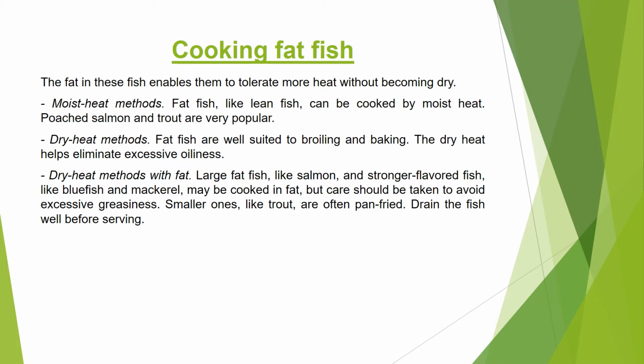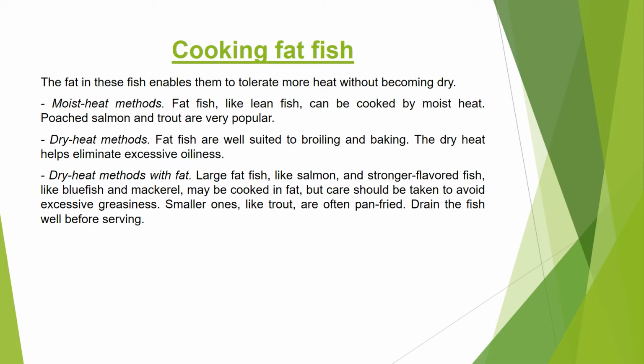Now, when it comes to dry heat methods, fat fish are well suited to broil and bake. So for example, let's say you're going to be doing a salmon, you can just sear it on the side and you can just put it in the oven, or in what we know as the salamander. It's a kitchen piece of equipment, you can just put it over there to get broiled. Of course it's not going to be dry, but also remember, fish easily get overcooked, so you really need to know what you are doing. Remember, you need to know and not guess.